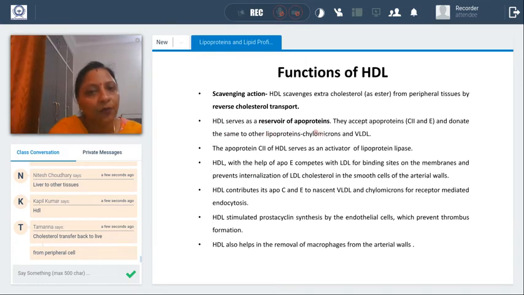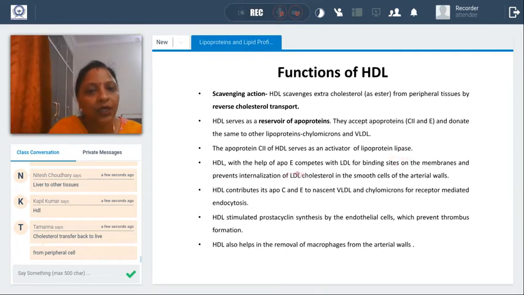HDL serves as a reservoir of apoproteins. They accept apoprotein C2 and E and donate the same to other lipoproteins like chylomicrons and VLDL. So it is involved in the metabolism of chylomicrons and VLDL. The apoprotein C2 of HDL serves as an activator of lipoprotein lipase, as I told earlier.